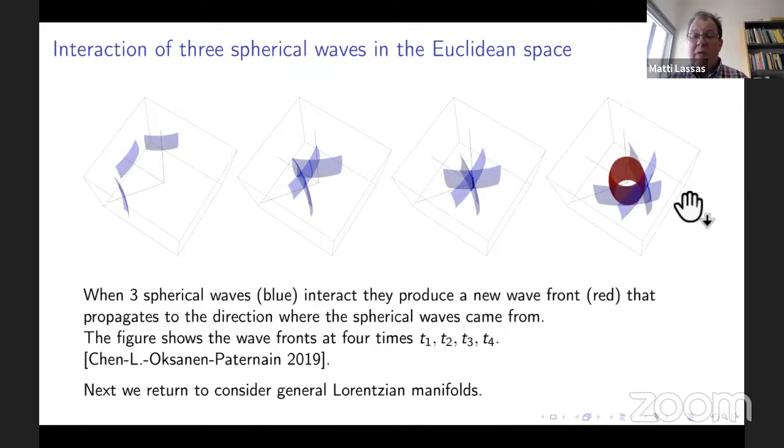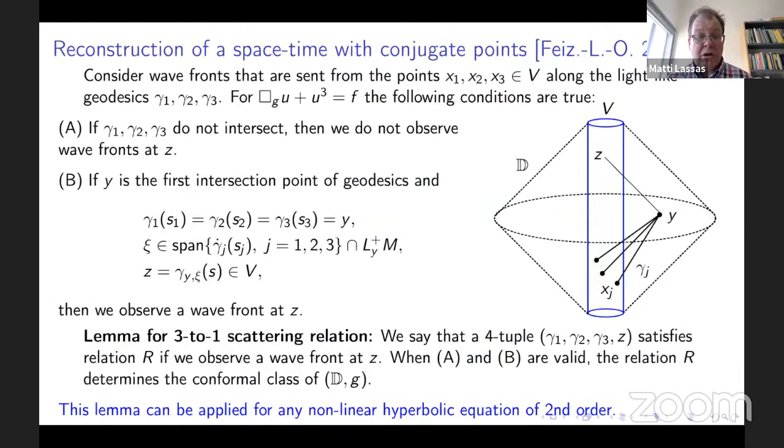And when they move very, very fast, they create this type of cylindrical wave. The cylindrical wave travels to the directions where the original spherical waves came from. So this means that we can send spherical waves, they interact and send information back to us. That's very good for inverse problems. So this is what we did in Minkowski space, with Faiz Mohammadi and Lauri Oksanen.